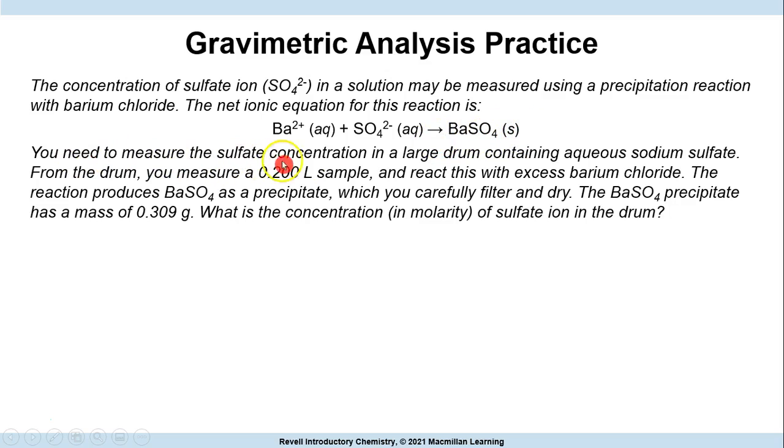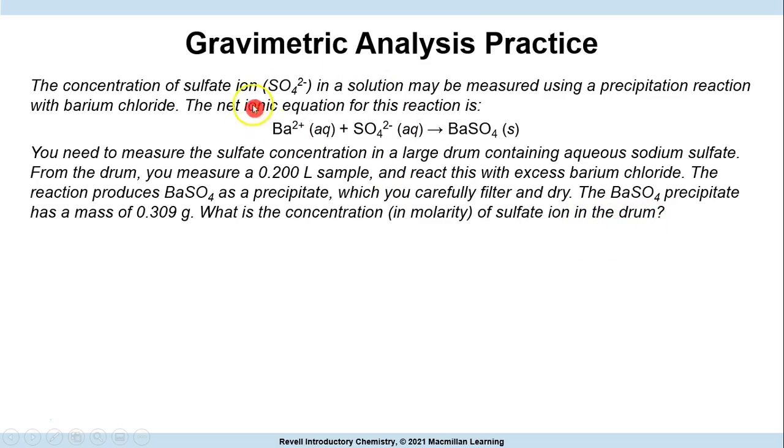Now, you need to measure the sulfate concentration in a large drum containing aqueous sodium sulfate. From the drum, you measure a 0.200 liter sample and then react this with excess barium sulfate. The reaction produces barium sulfate as a precipitate, which you carefully filter and dry. The barium sulfate precipitate has a mass of 0.30 grams. What is the concentration in molarity of sulfate ions in the drum?